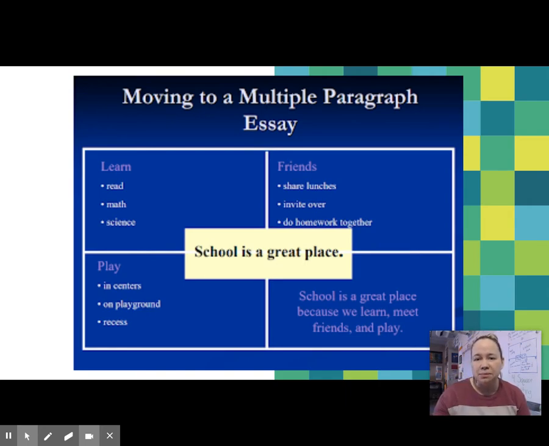So if you look at this in paragraphs, this box is your first paragraph. It's your intro, kind of giving us an overview of what your writing will be about. And then here's going to be paragraph 1. You see that we like to learn in school. In school, I like to learn about reading. And math is fun, and I like to do experiments in science.